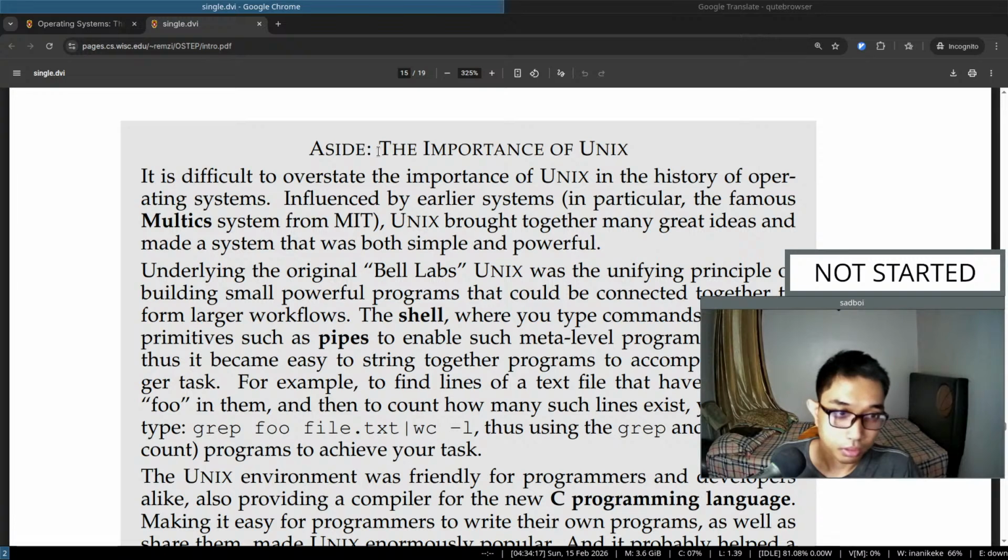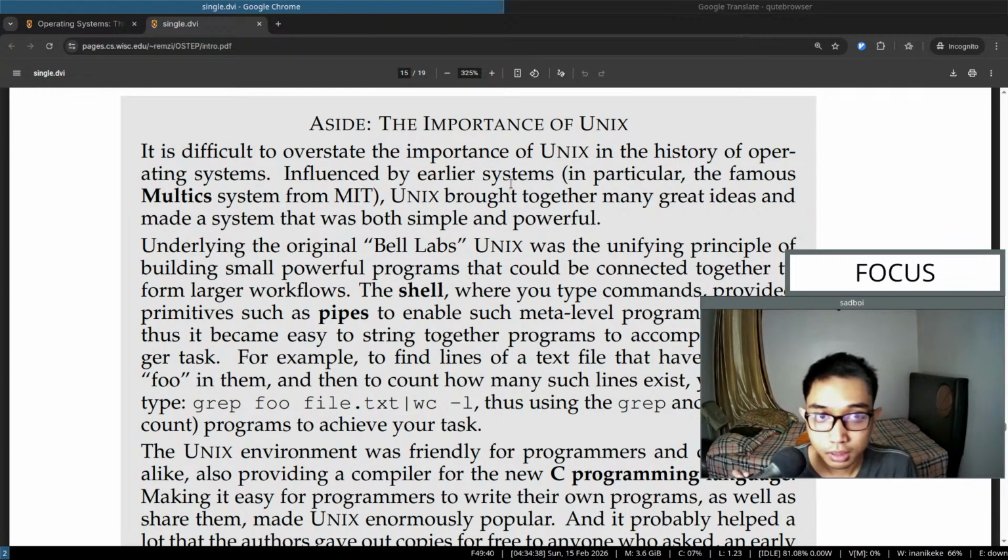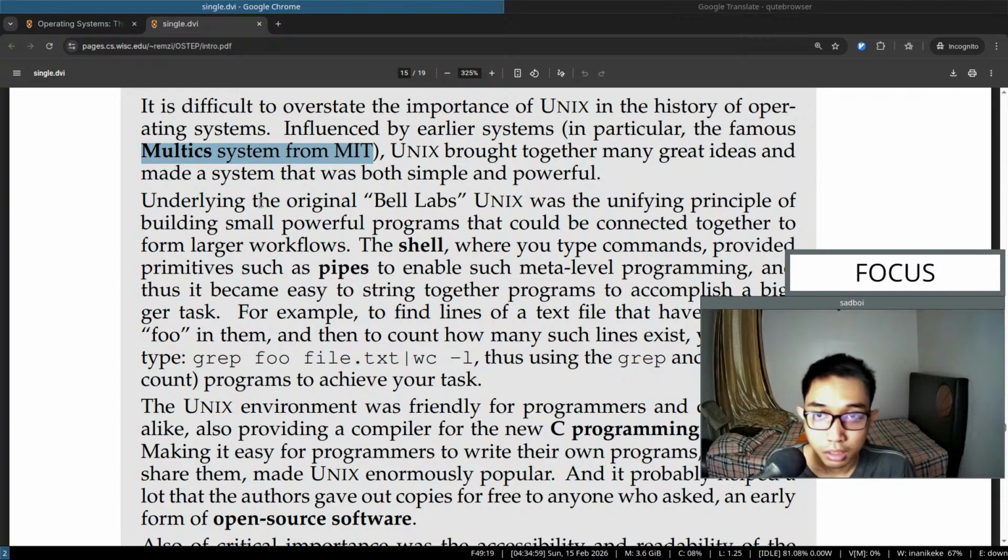The importance of Unix. It is difficult to overstate the importance of Unix in the history of operating systems, influenced by earlier systems, in particular the famous Multics system from MIT. Unix brought together many great ideas and made a system that was both simple and powerful. Underlying the original Bell Labs Unix was the unifying principle of building small, powerful programs that could be connected together to form larger workflows.